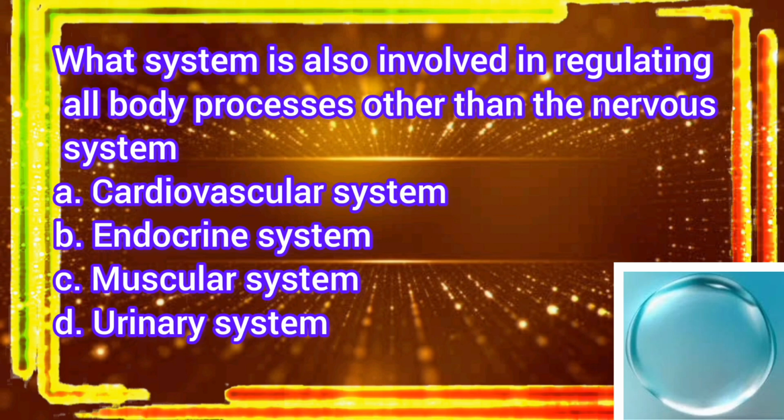What system is also involved in regulating all body processes other than the nervous system? A. Cardiovascular system. B. Endocrine system. C. Muscular system. D. Urinary system. The correct answer is letter B. Endocrine system.